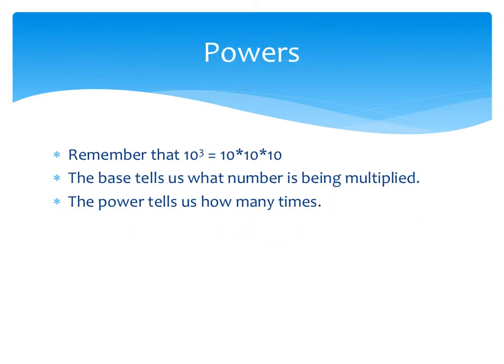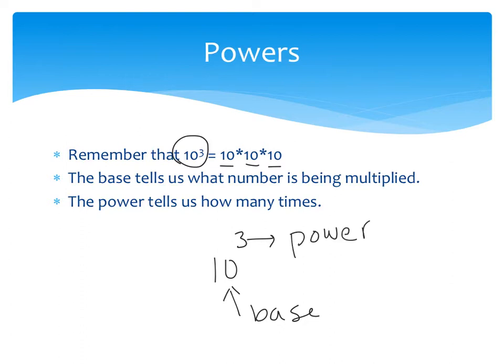So just a short review of powers. Remember that if we have 10 to the third power, that does not mean 10 times 3. It means that we have 10 multiplied by itself 3 times. The 10 is what we refer to as the base. And the 3 is the number that we refer to as the power, and it also is referred to sometimes as an exponent.